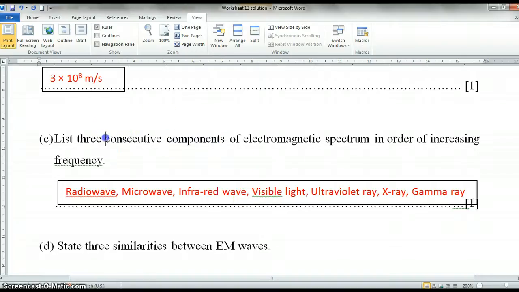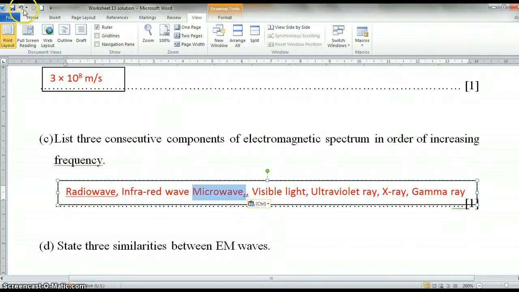List 3 consecutive components of the EM spectrum. The keyword is consecutive. Those of you who chose microwave, infrared, and ultraviolet in this order, right? By right, I should not give you the mark. But I decided not to be so stringent on English. By right, it should be in this order: radio wave, microwave, infrared. Or you can give me microwave, infrared, visible light, one after another, not jumping, but maintaining the order, in order of increasing frequency.